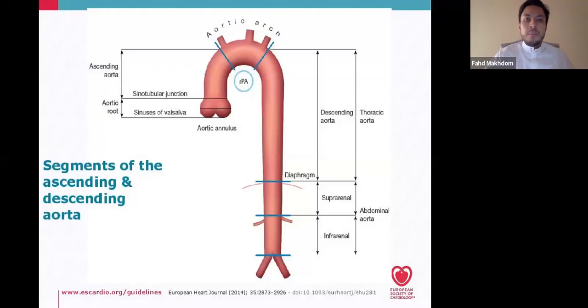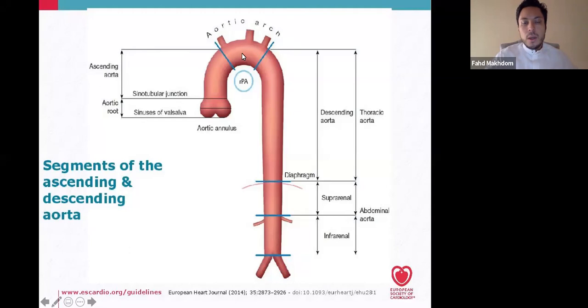See here in the slide. So all the segments of the aorta, I'm sure you're aware of. If you want to define the aortic root, for example, I'm sure all of you know that the aortic root starts at the basal ring and ends at the sinotubular junction, and then the ascending aorta from the sinotubular junction to the brachiocephalic or the innominate artery.